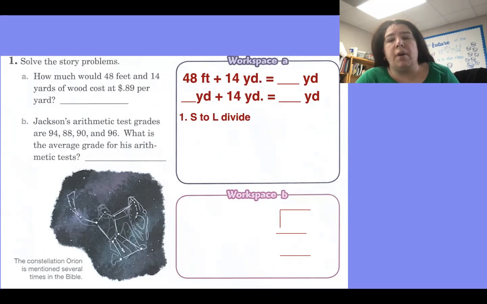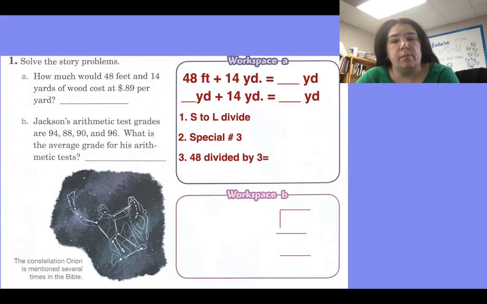So you're going from smaller to larger, you need to divide. And what are you going to divide by? Your special number. What's your special number? How many feet are in 1 yard? 3. Good. Your special number is 3. Now do the work. 48 divided by 3 equals?